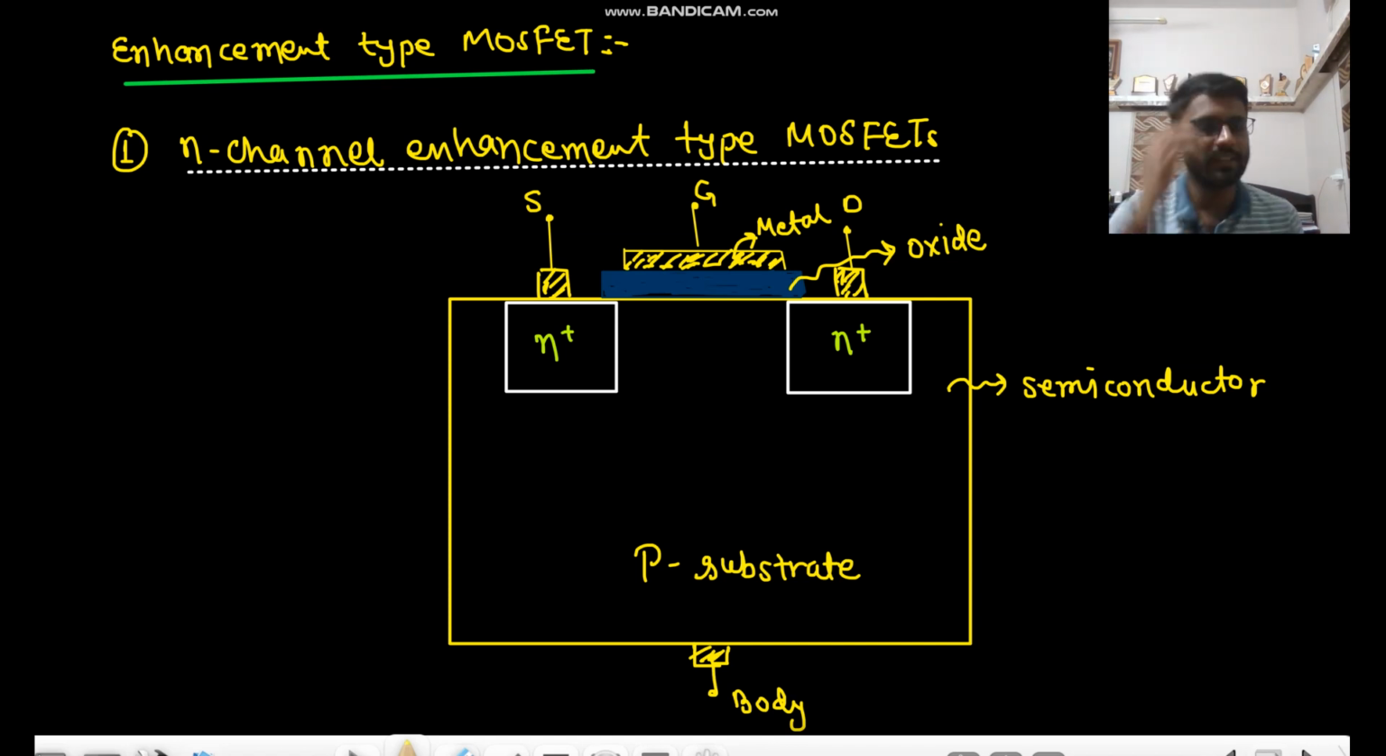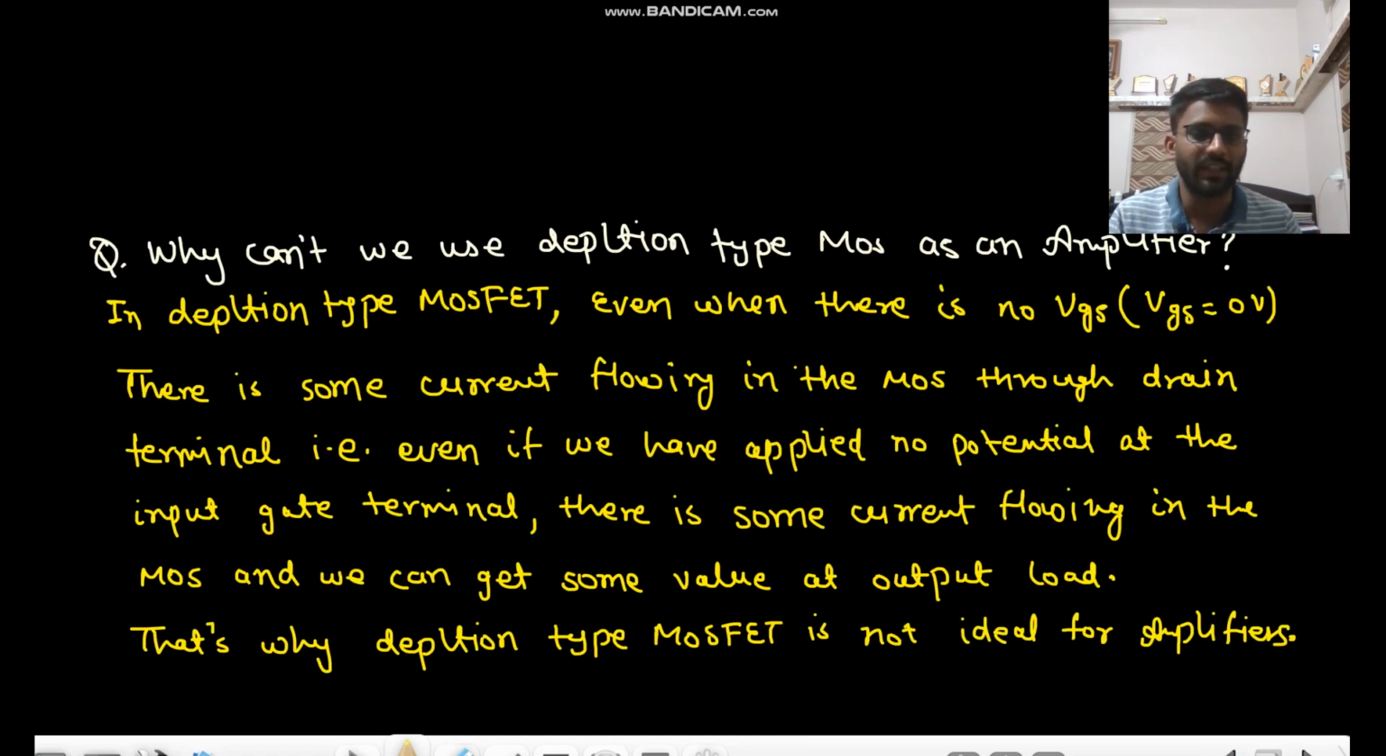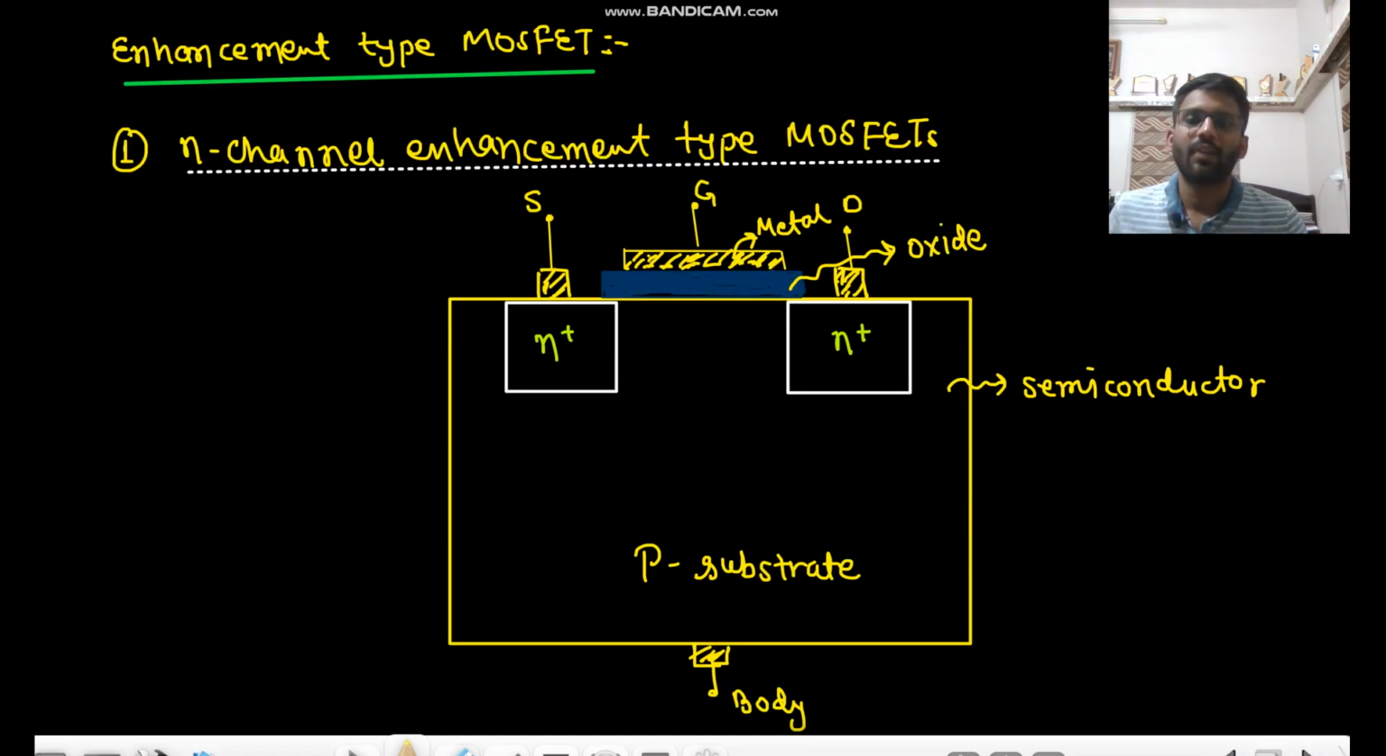So we have already seen depletion type MOSFET, and in that we saw N channel and P channel, both kinds of MOSFETs, right? Now we will see N channel enhancement type MOSFET. We call it NMOS. So this kind of structure we have.